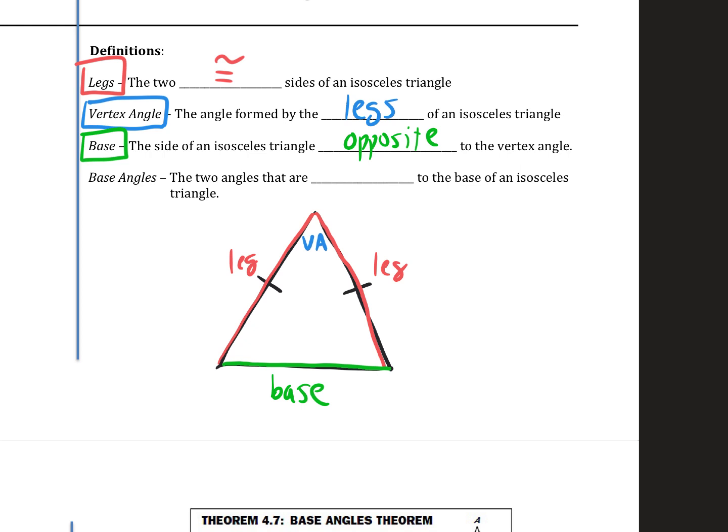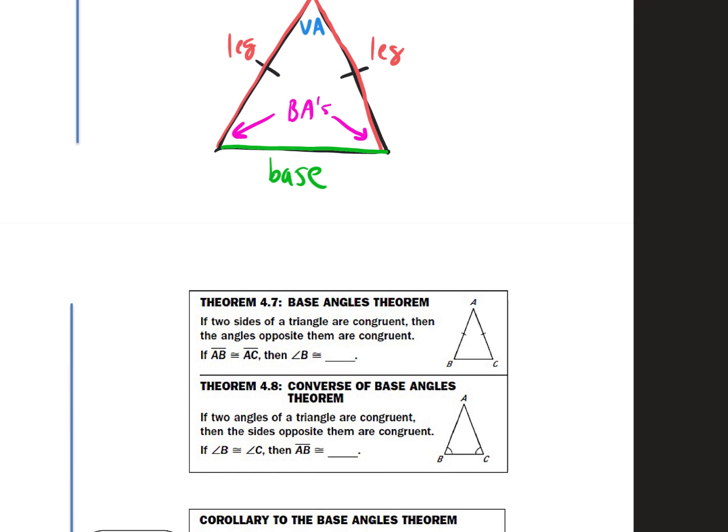And then the last thing we have are base angles. Those are the two angles that are adjacent. What does adjacent mean? Adjacent means next to. They're next to the base of an isosceles triangle. So these are going to be base angles right here. Make sure you take a minute and pause this if you need to, but those are the important markers of an isosceles triangle. Okay, let's move on here.